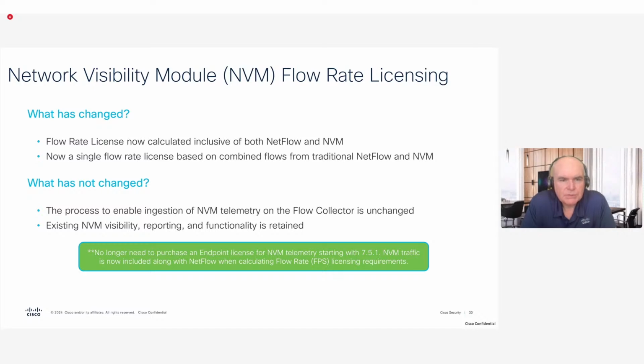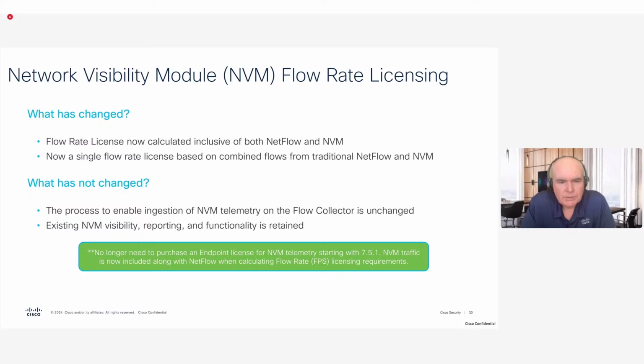Some other enhancements and changes. We mentioned about the network visibility module. That's the one that goes on Cisco Secure Client, AKA AnyConnect. And when you enable the NVM module, it sends us a great NetFlow with those 48 additional fields. Previously, you had to purchase an endpoint license, including your flows per second or flow rate license from us. Now, that is no longer needed. So the flow rate license now includes the NVM flows.